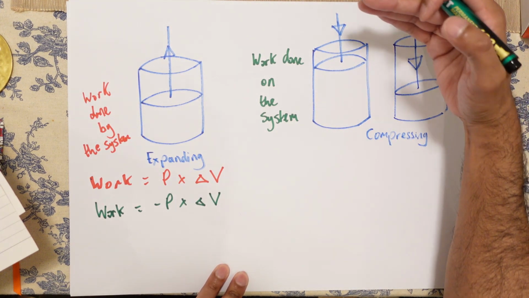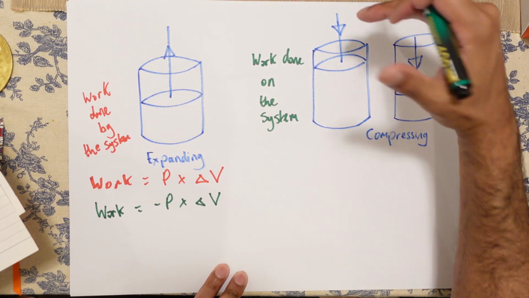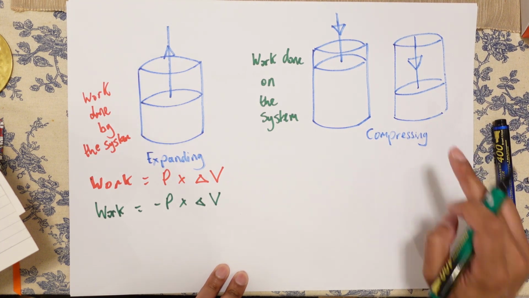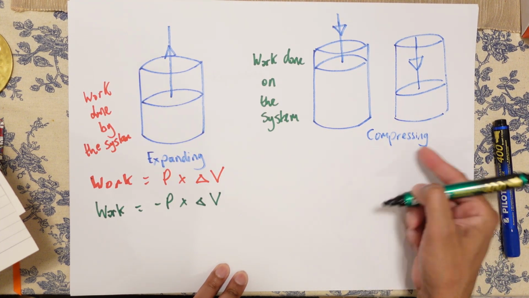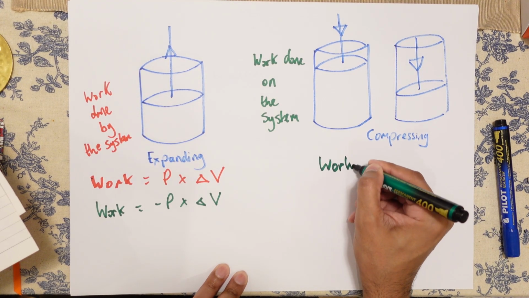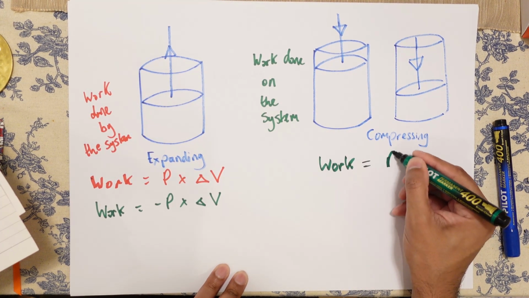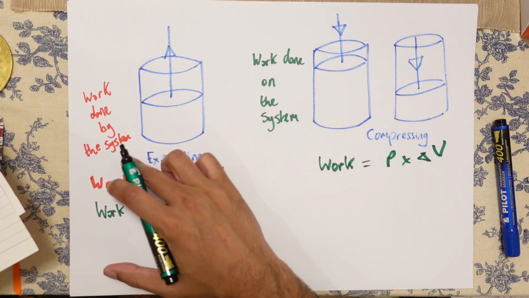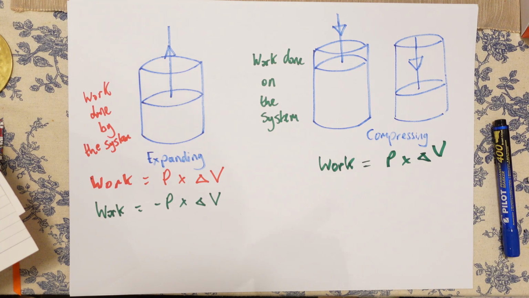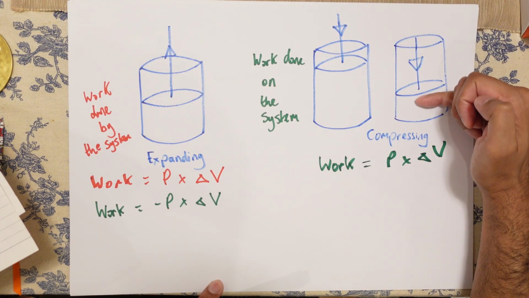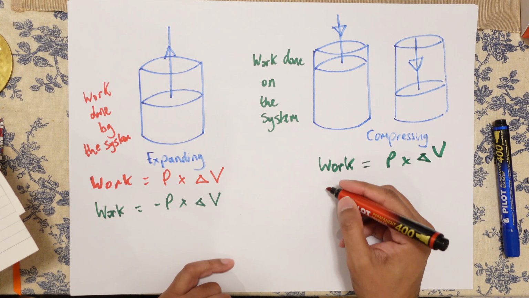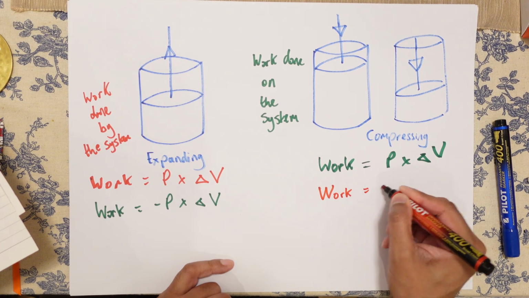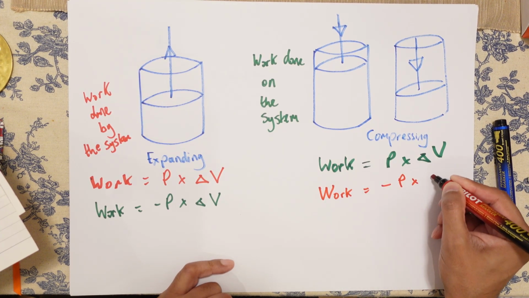Now, if you're doing work on this system, if you physically did work, what you'd do is you'd push that piston down and it will have this situation over here. Now, when you look at it that way, it's obvious. Work done by you is equal to P times delta V. However, from the point of view of the gas, the system, it's the opposite. Basically, this is being pushed in, so that's doing negative work. So for the system, so work done by the system is work equals minus P times delta V.